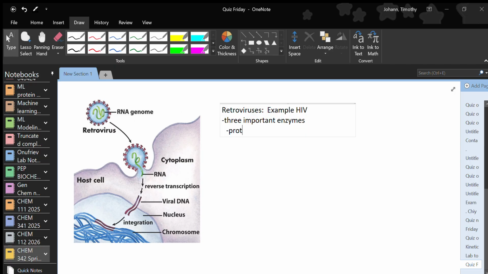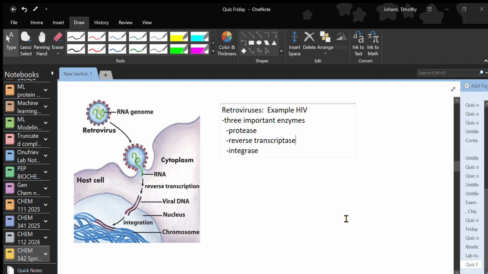So we've got a protease, we have an integrase, and we have a reverse transcriptase. And they're really important because the cell doesn't naturally make these sorts of things to help the virus out.